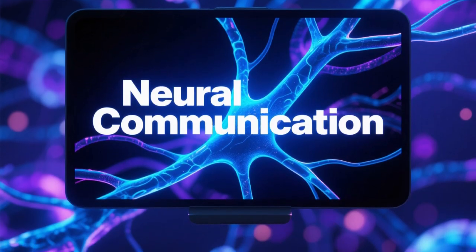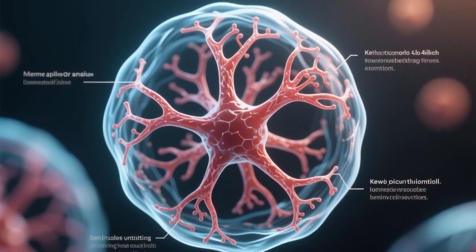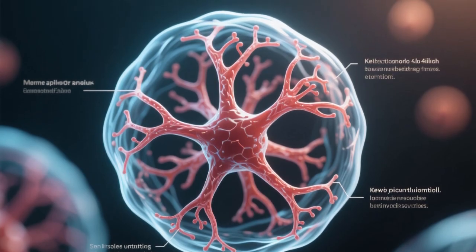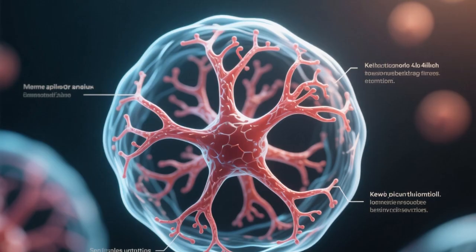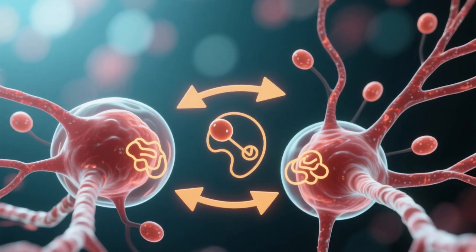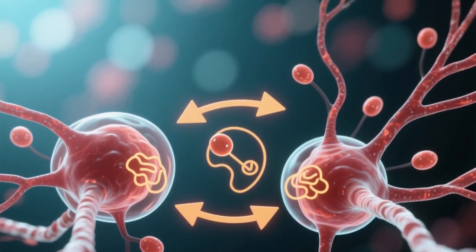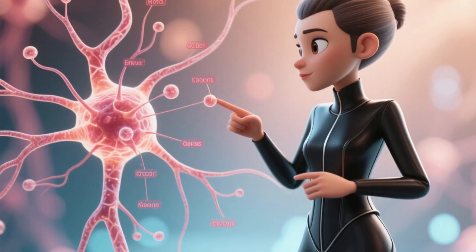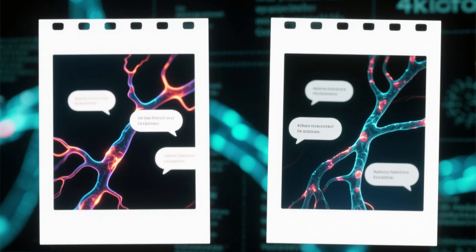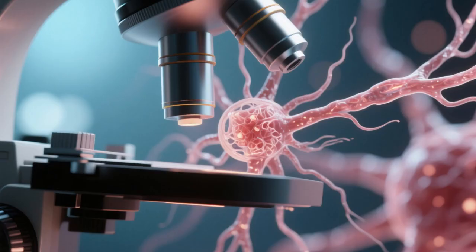Section 1, Neural Communication. Neurons are the fundamental units of the nervous system and are responsible for receiving, processing, and transmitting information throughout the body. This section will be covering the structure of neurons, how they communicate with each other, and the factors that can influence neural communication. So we'll start off by learning about the anatomy of a neuron and how different parts of the neuron contribute to its overall function.